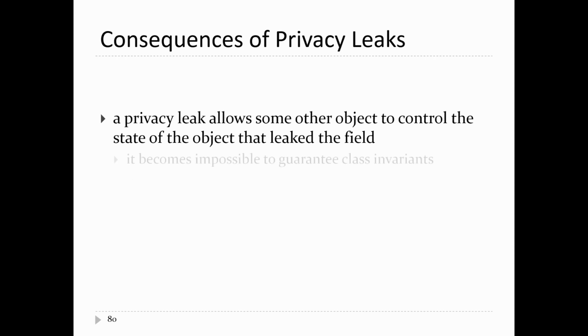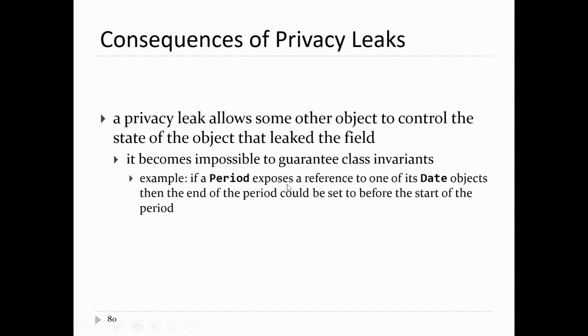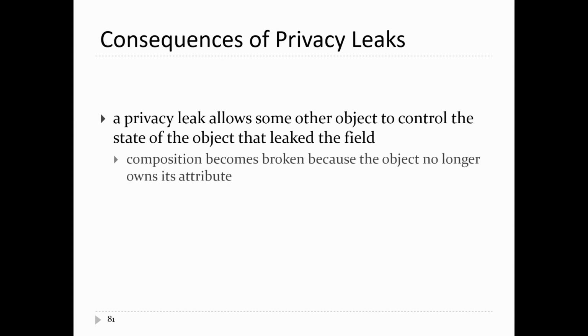In the example that we were just talking about, if the period class exposes a reference to one of its internal date objects, then it's trivial to change that date object so that the period class can no longer guarantee its invariant. In other words, it's possible to change a period object so that its start time comes after the end time. If this happens, you have a broken composition, because the object no longer owns or has exclusive ownership over its own field. So in other words, when an object dies, its parts no longer die with it.